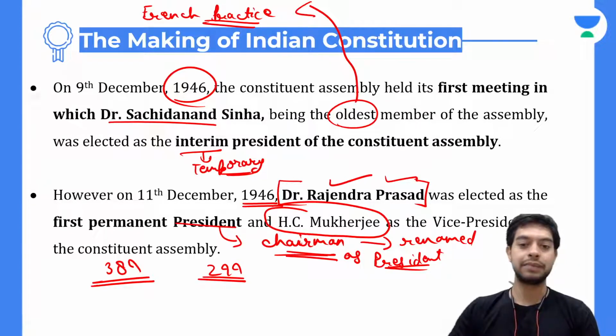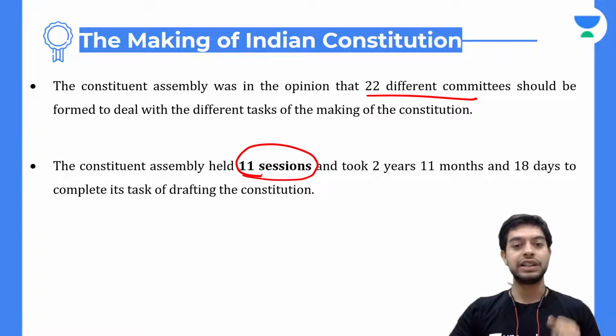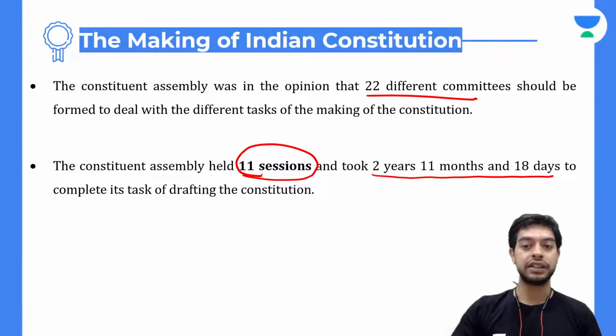तो chairman से rename की गई थी president. The constituent assembly was in the opinion that 22 different committees should be formed to deal with the different tasks of making the constitution. 22 different committees बनाई जाए and a total of 11 sessions were held by the constituent assembly. और ये 11 sessions हुए for the period of 2 years 11 months and 18 days.